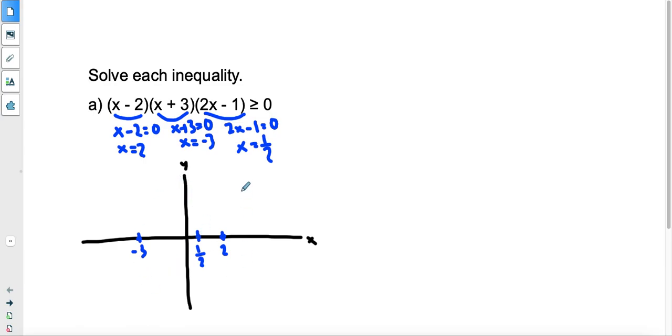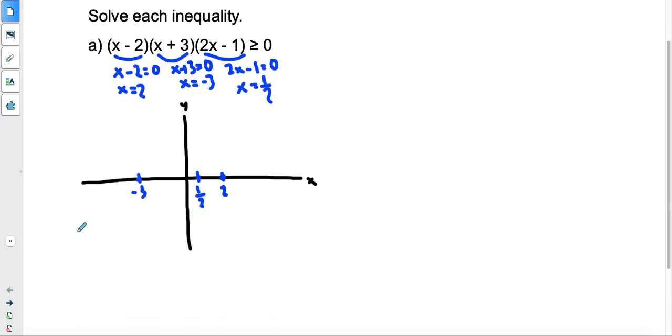To help us sketch this function and see where it's positive or negative, it will be helpful to identify the end behavior of this function. In other words, where is this graph going to approach as x gets really, really large, going really far to the right, or really far to the left? To find the end behavior, we need to know two things: what's the degree of this polynomial, and what's the sign of the leading coefficient?